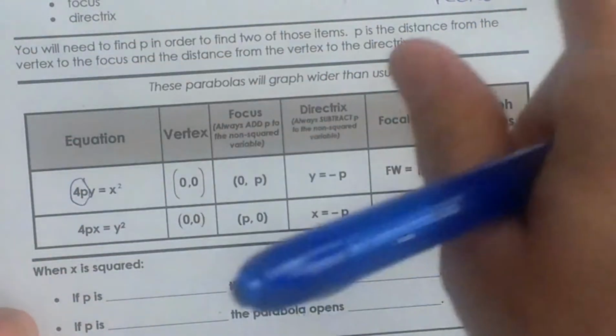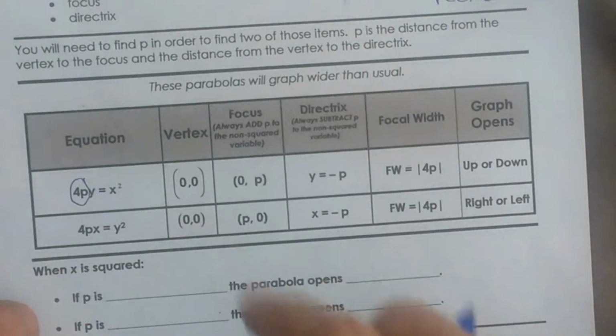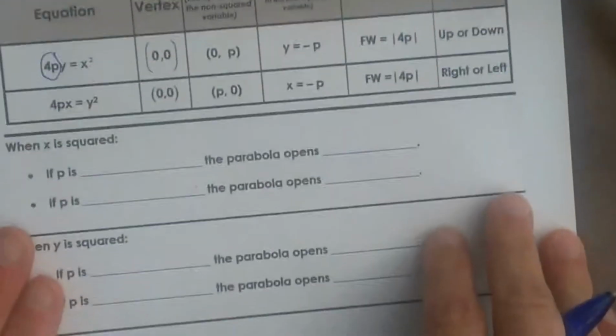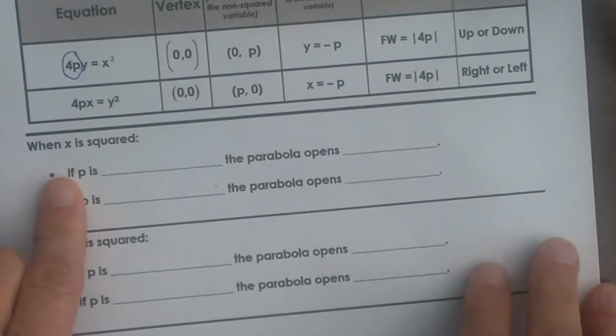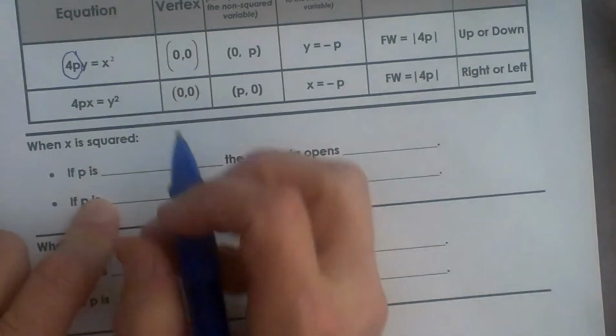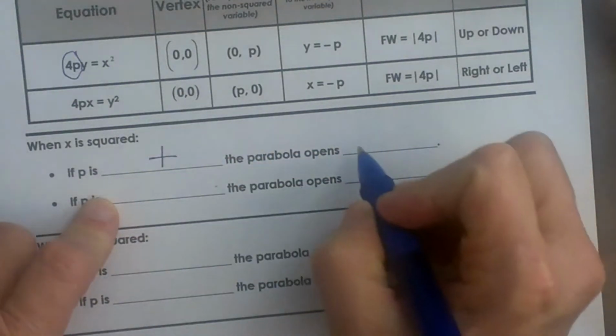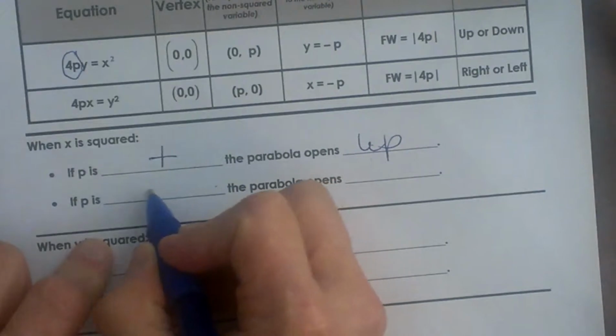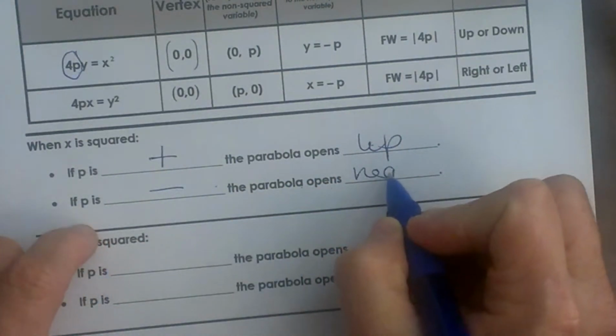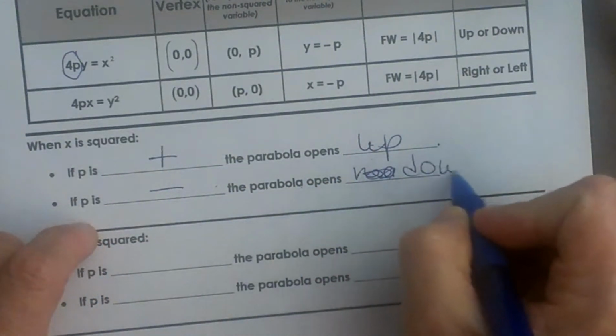So we're used to seeing up parabolas and down parabolas. Now the parabolas are going to go left and right if the y is squared. Okay, so when x is squared, if p is positive, then it's going to face up. If p is negative, then it's going to face down.